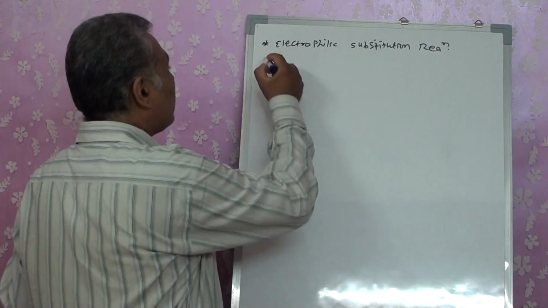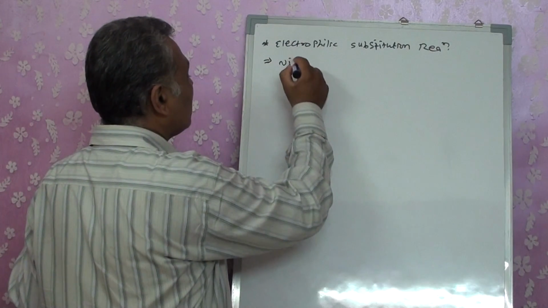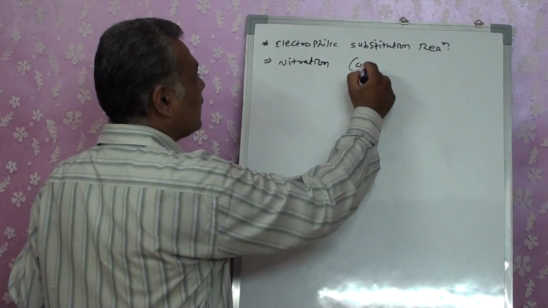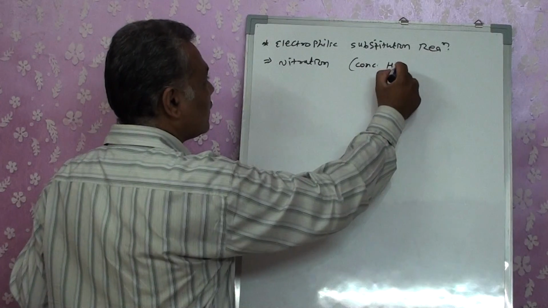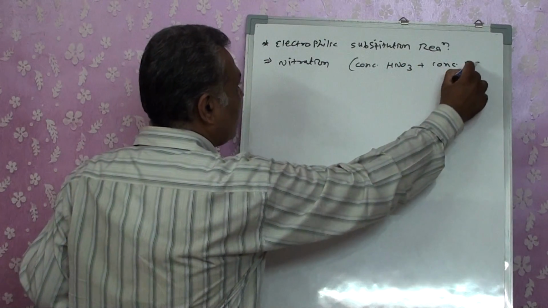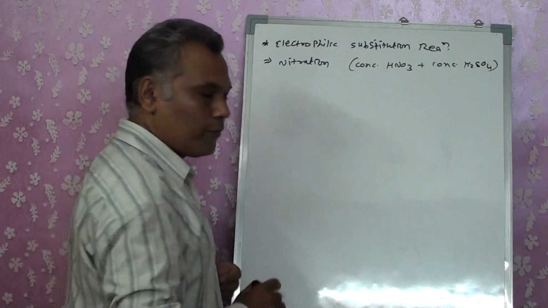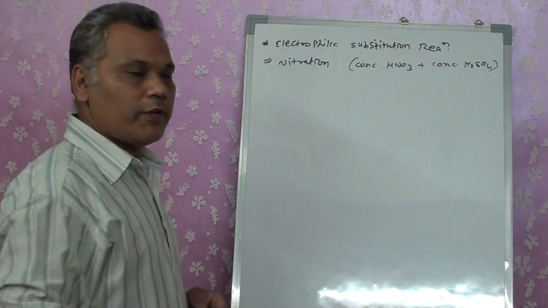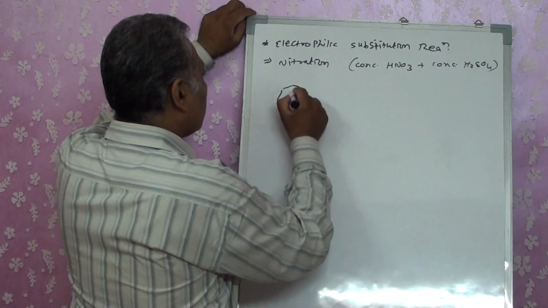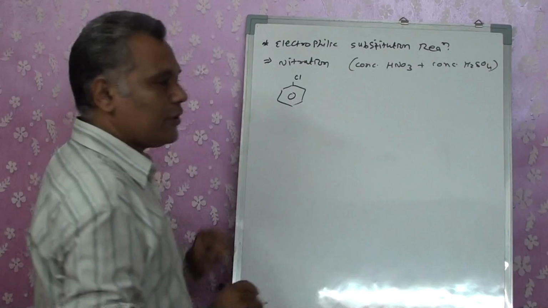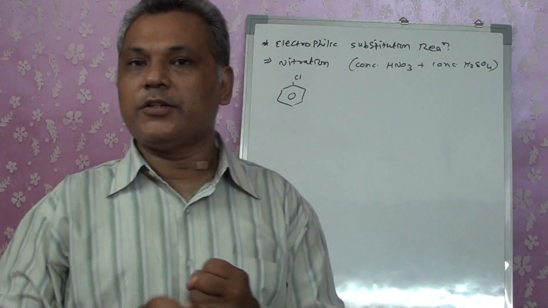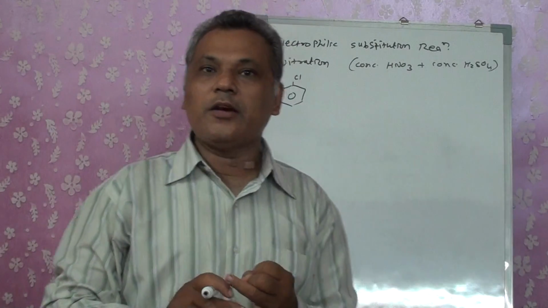Like for nitration, the first one we will carry out. Nitration is specifically carried out by concentrated HNO3 plus concentrated H2SO4, right? The reagent is fixed. Now when you have chlorobenzene, that means a first substitution is already done on it. A halogen is there. It's not necessary that it should be chlorobenzene, it can be any of the halogens.